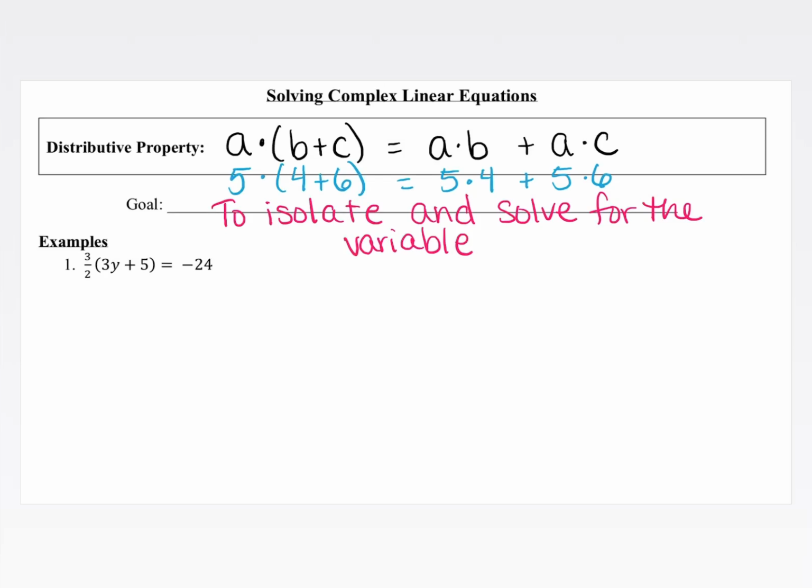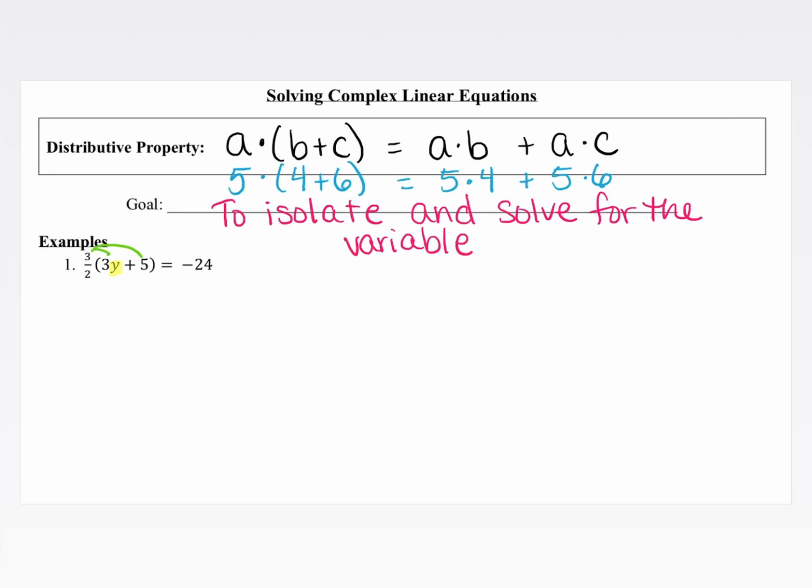Our first example here, we start with a fraction. We have 3/2 times (3y plus 5) equals negative 24. So we want to solve for this unknown variable here, this y. First, I'm going to apply the distributive property since I see this 3/2 on the outside. So we're going to apply it to every single thing inside that quantity.